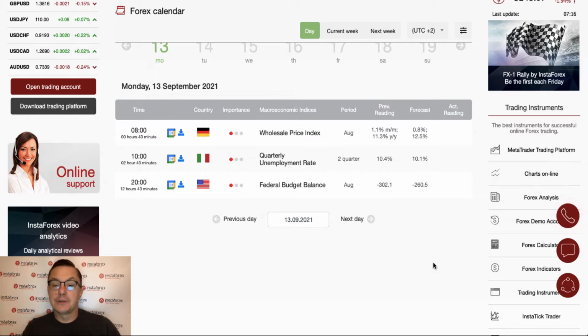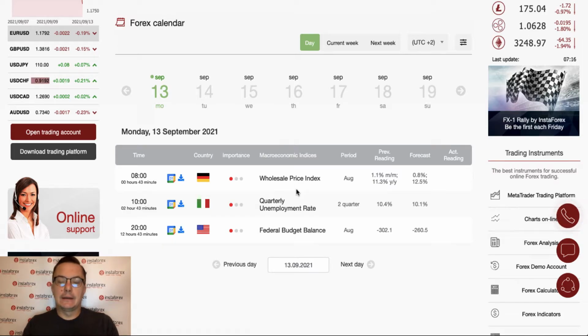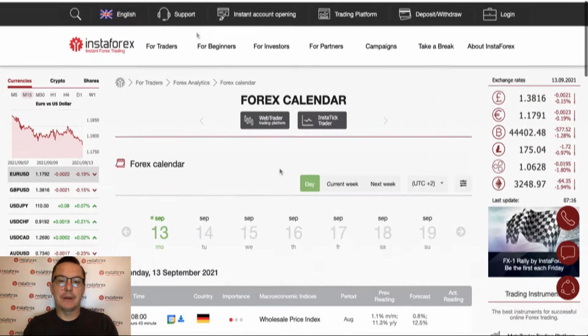We got only wholesale price index data from Germany scheduled for release at 8 o'clock. Then a quarterly unemployment rate from Italy scheduled for release at 10 o'clock. As you can see, the second quarter is 10% unemployment, so that's kind of a high. And federal budget balance data scheduled for release at 8 p.m. from the US. So I think we should do the major analysis, shall we?